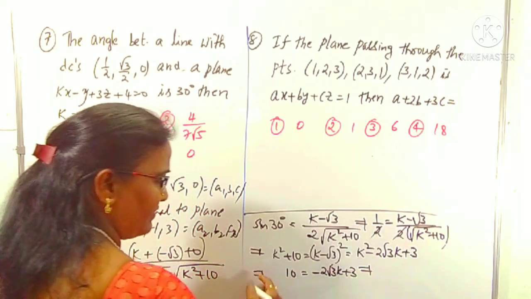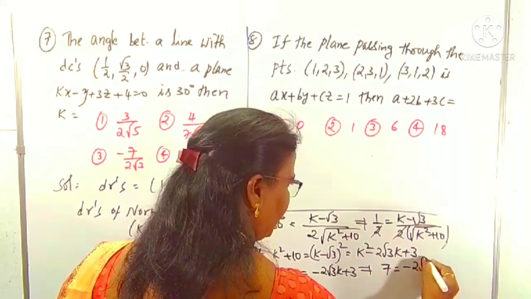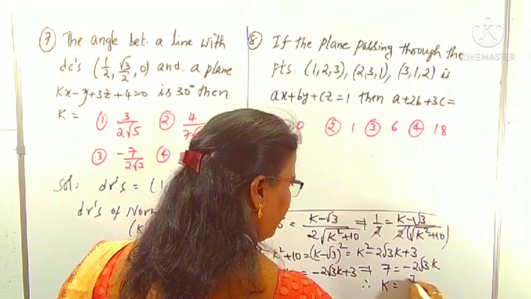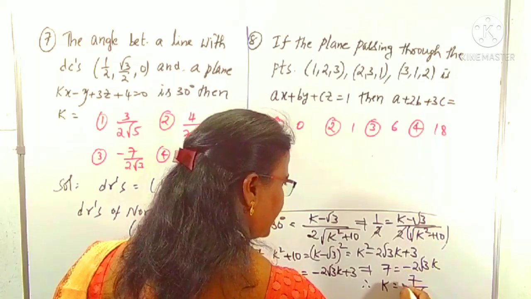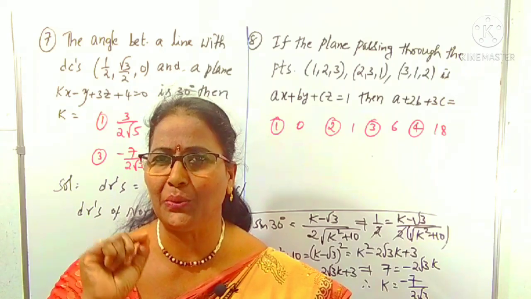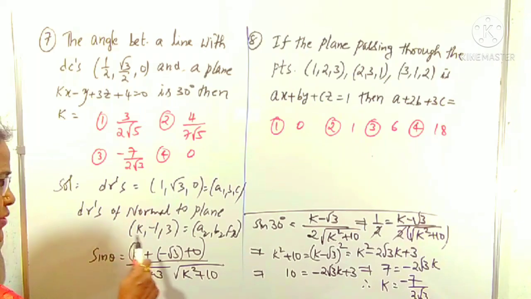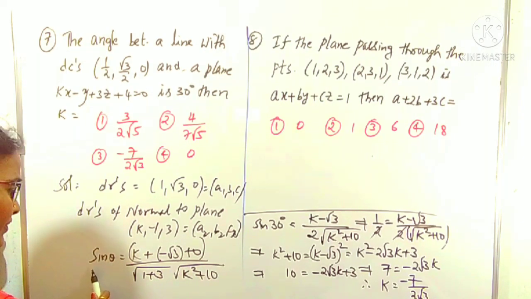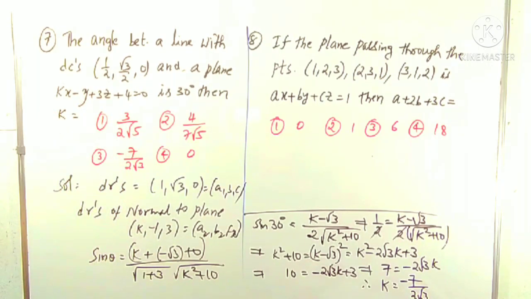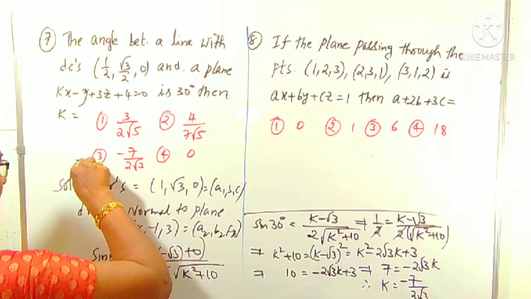Taking 3 to the left side, 10 minus 3 is 7. 7 is equal to minus 2 root 3 k. What is k from this? k is simply 7 by 2 root 3, with a minus sign, so k is minus 7 by 2 root 3. You have to remember this very, very important formula. You already know this formula very well, but instead of cos we have to use sin here in case a line and a plane are given. K is equal to minus 7 by 2 root 3. Which option? Clearly the third option, right?